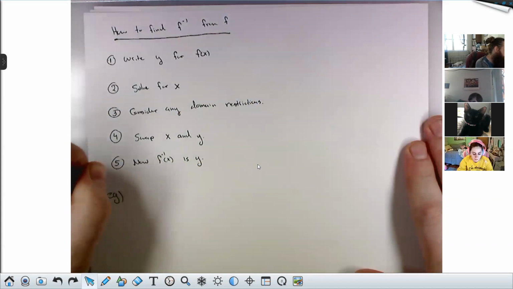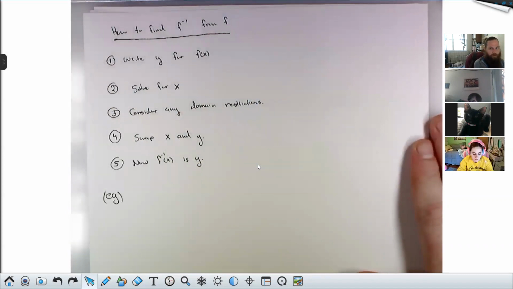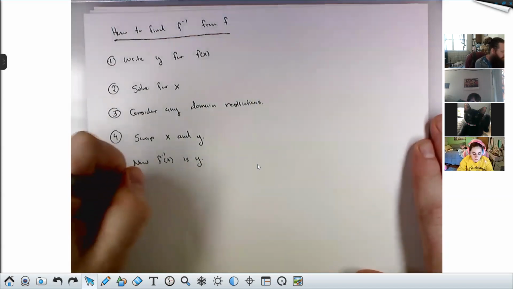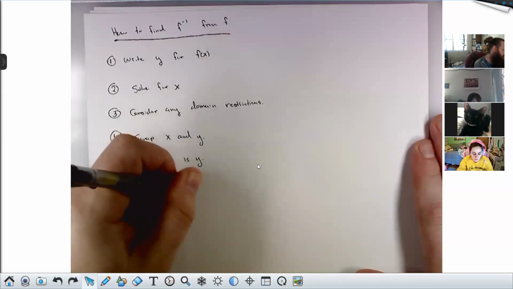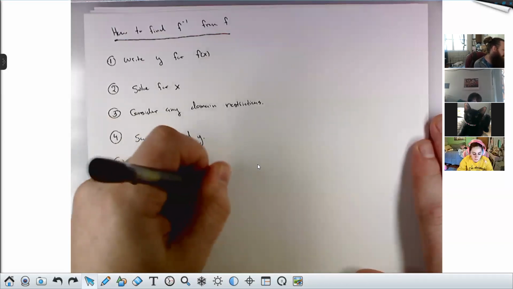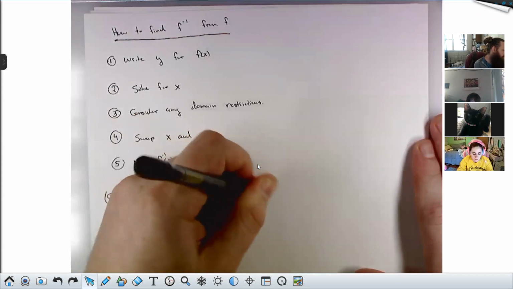And like I said, in this first example, step 3 isn't going to be relevant because I'm going to start with a function that is one-to-one. We won't need to restrict its domain. I'm going to say find f inverse where f of x is x over x minus 2.